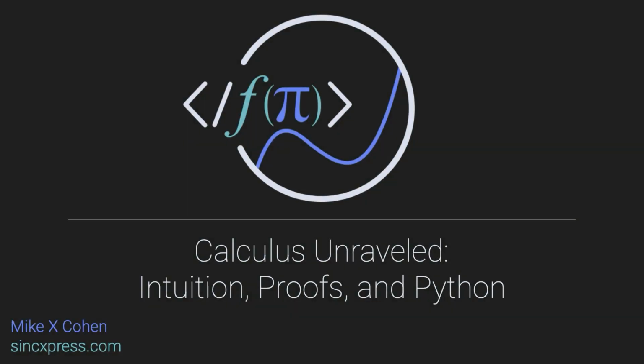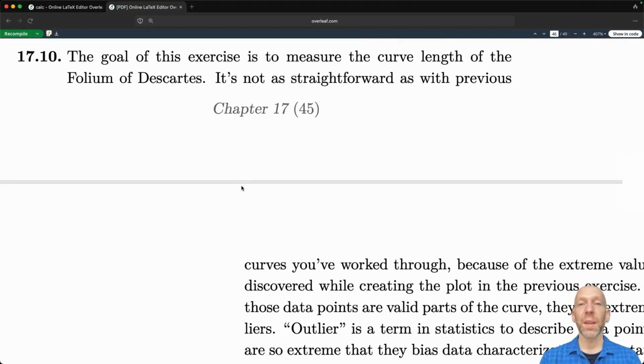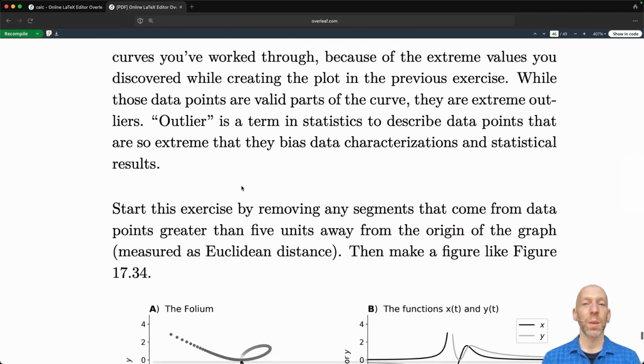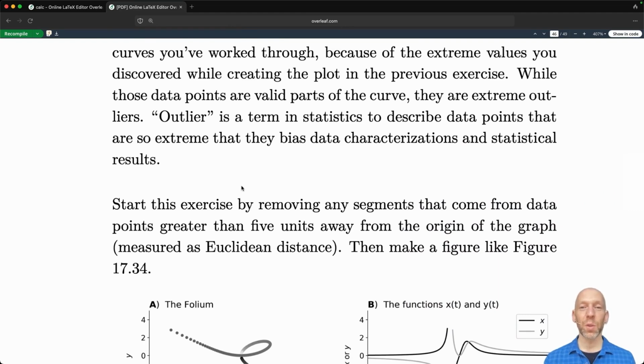At the end of the previous exercise, we discovered that there are extreme values in the folium of Descartes. And what we are going to do in this exercise is measure the curve length of the folium and consider that some of those extreme values, while being mathematically correct, are going to skew the curve length so much that we want to ignore them. So how do we ignore them, and which data values do we choose to ignore? This is an issue that we need to think about, that we need to work through in this exercise.